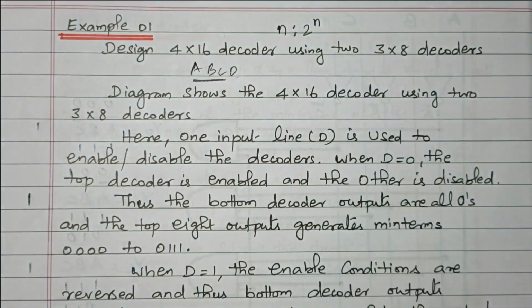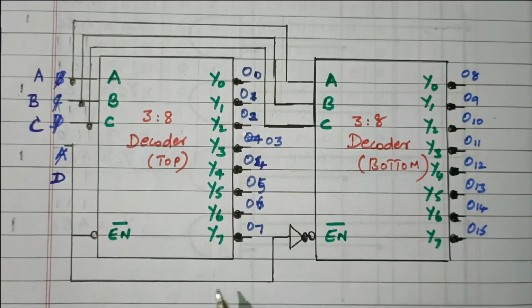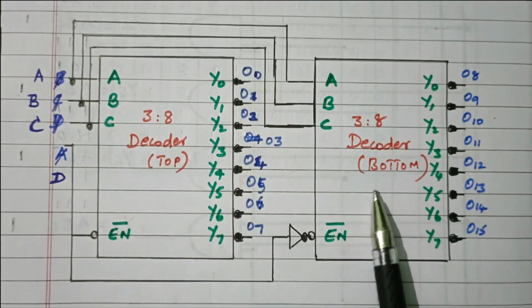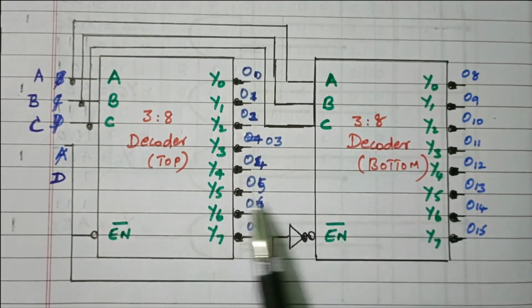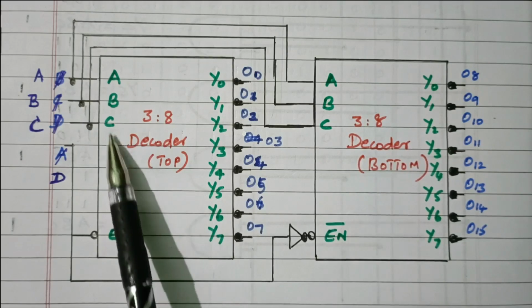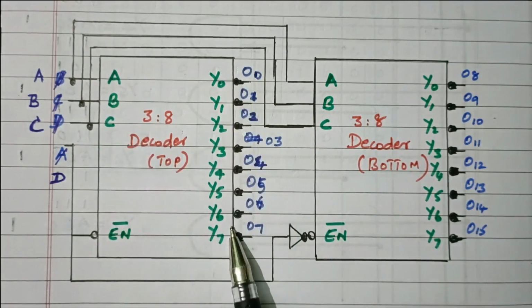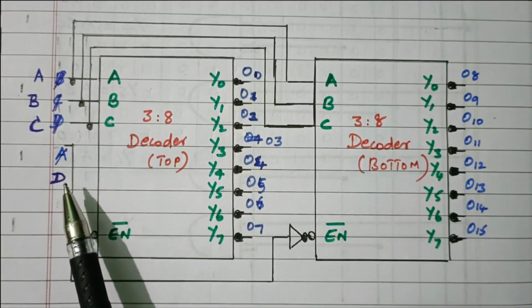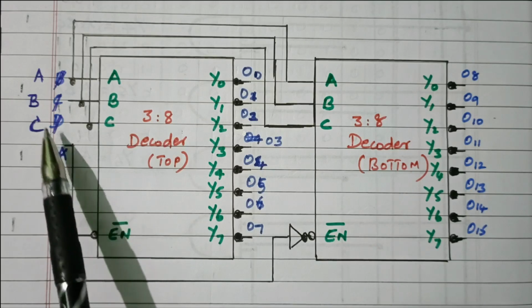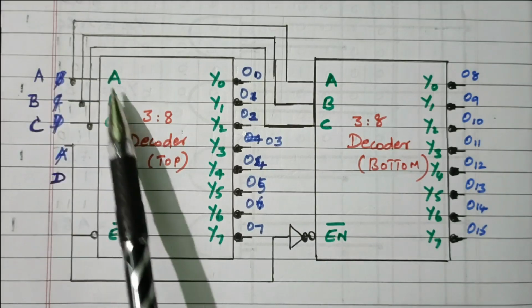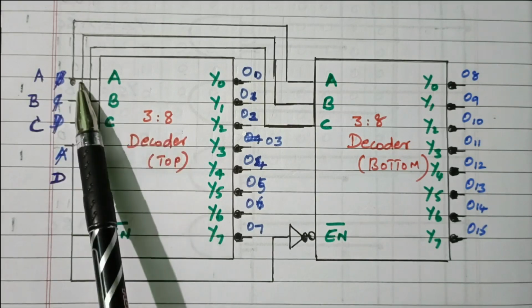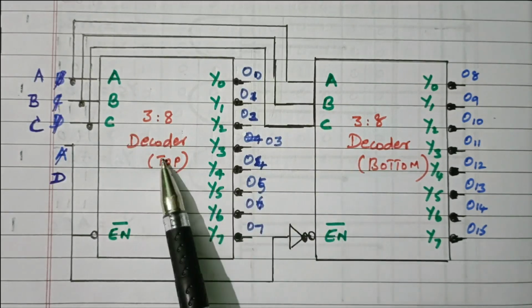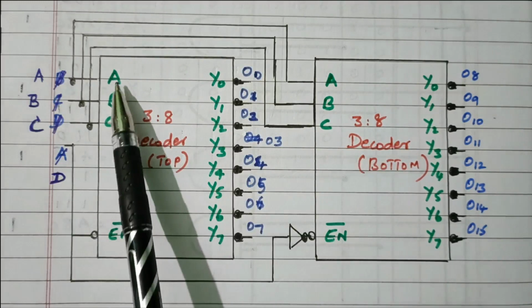Now we'll see the logic diagram. So this is the logic diagram. We are using 3:8 decoder number 1 and number 2. They are named as top and bottom, top decoder and bottom decoder, having 3 inputs and 8 different outputs. Out of 4 inputs available in the 4 into 16 decoder, A, B, C, the first 3 inputs, are connected as the input of this 3 into 8 decoder. The same input is connected to the bottom decoder also. Top decoder and bottom decoder, the input is A, B, C.